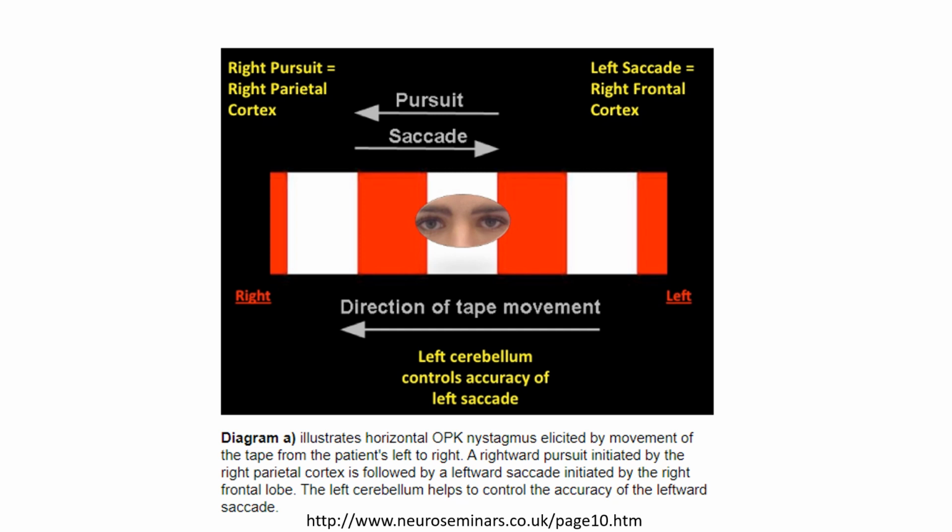So you see this striped tape here. What we do is we move the tape. You can print this out. It's just stripes, so you can get creative with it. You can have an app on your iPad and have them watch it and then watch their eyes and see how the eyes are moving and in what direction.